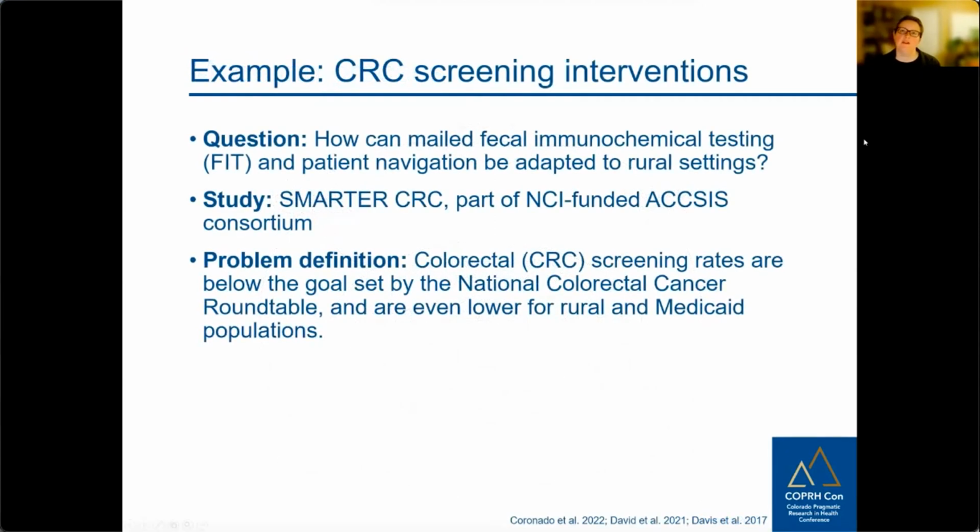So now I'm going to switch gears and talk a bit about how we've been using systems diagramming to support an ongoing intervention study. So the question we're asking in this study is basically how mailed fit and patient navigation, which are two evidence-based interventions for colorectal cancer screening, can be adapted to rural settings. And this study is called Smarter CRC and is part of the NCI-funded Access Consortium. And the problem definition that we're starting with is that CRC screening rates are currently below what they should be, especially for rural and Medicaid populations.